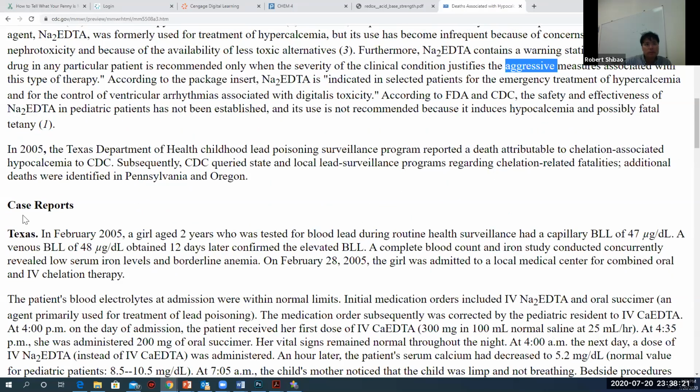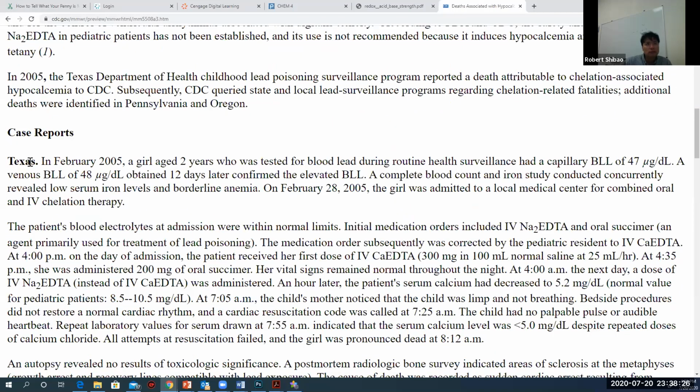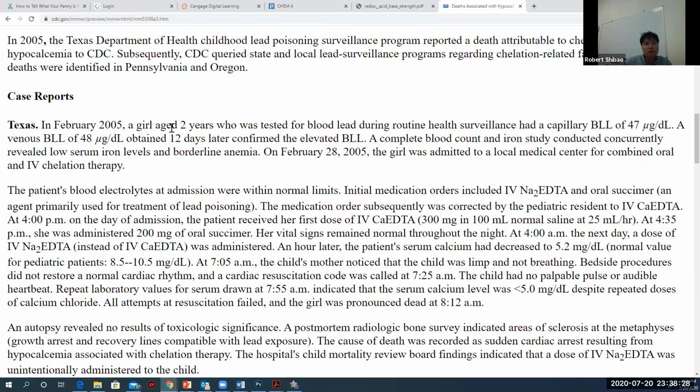So let's go to the case report here. Texas. In February 2005, a girl aged 2 years who was tested for blood lead during routine health surveillance had a capillary BLL, blood lead level, of 47 micrograms per deciliter. A venous BLL of 48 micrograms per deciliter obtained 12 days later confirmed the elevated blood lead level.